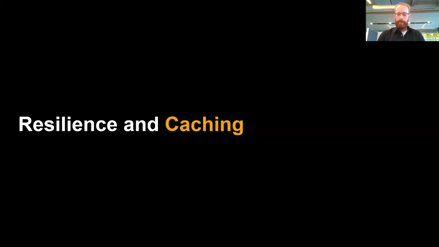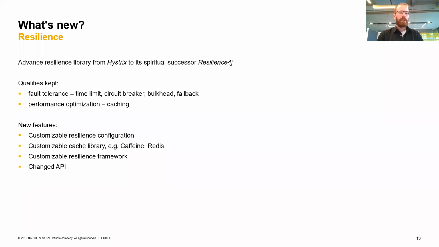task. So with that, we switch over to the next topic, being resilience and caching. As you are aware, Hystrix is not maintained anymore, and therefore we switch to the successor, being Resilience4j, as basically recommended by the Hystrix team. And in the end, the feature set is mostly the same. So we still have fault tolerance with different features, like the time limiter, circuit breaker, and so on, as well as the possibility to have performance optimization in the form of caching.